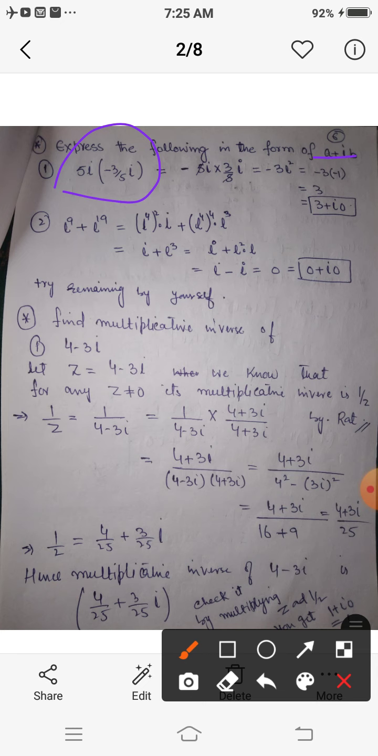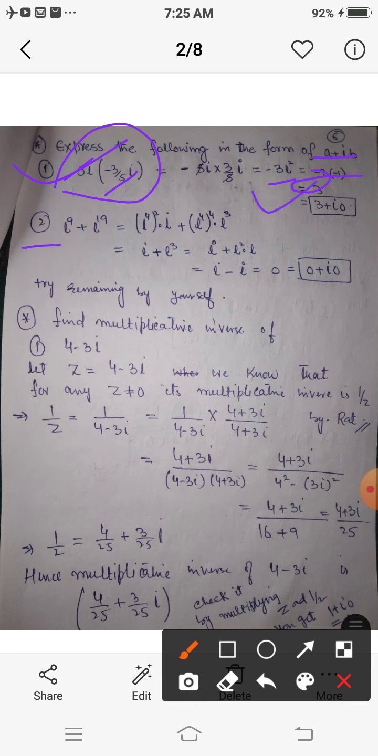Now here 5 iota into minus 3 upon 5 iota equals simply, this 5 will cancel with this 5. Now iota into iota is iota square. Iota square is minus 1. Minus 1 into minus 3 is simply 3. So this means that actually this complex number is purely real, so its imaginary part is 0. Hence we can write this as 3 plus iota 0.